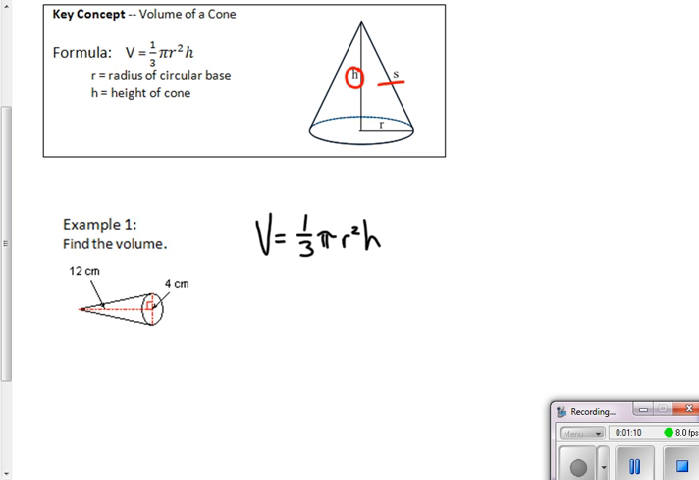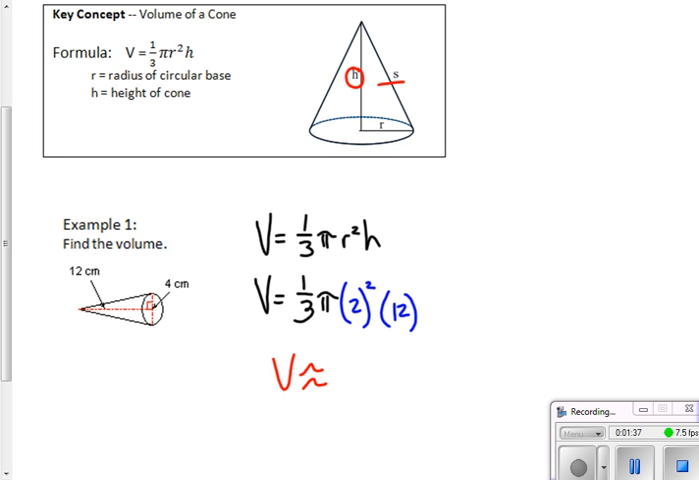Put in the values we know. I substituted the values in for r, my radius, which is 2. It gives us the diameter of 4. And then I put in the height there, 12. So now you can go ahead and do all your computation, multiply everything together, because it doesn't say to write in terms of pi. And after our computation, we find out that our volume is approximately, after rounding, 50.3 centimeters cubed.